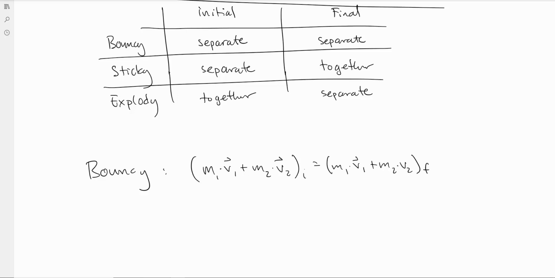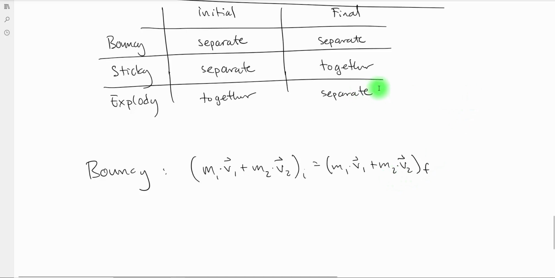Some people prefer to write this with A's and B's instead of 1's and 2's, and instead of an I and an F, they like the 1 and the 2 there. Initial and final, let's just stick with that. Some people put double subscripts on the velocity, so it's V1I and V2I. That just gets complicated, so let's just put them in parentheses. Everything initial stays in here, everything final stays in there. Forgot my arrow on V2.